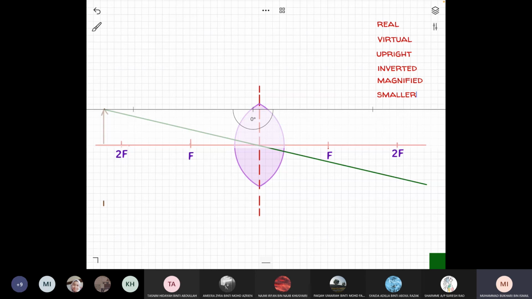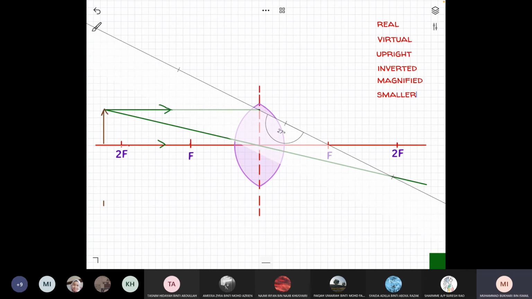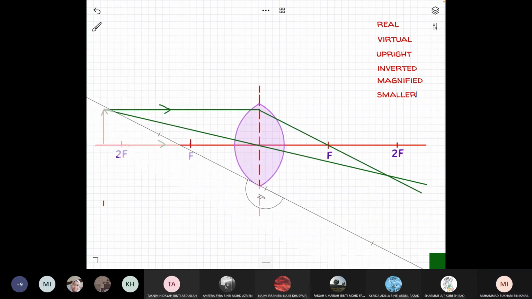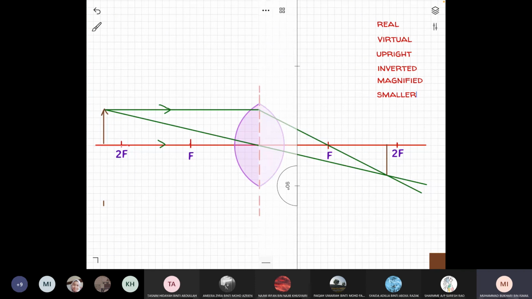Okay, the second rule, from the top of the object, parallel to the principal axis. Light is parallel to the principal axis. You can see the light is parallel, and then it will be refracted towards F, toward the focal point. Remember? Okay, I hope you remember. This is the second rule actually. Now you see that is the intersection. So from here you can draw a line at the intersection. Okay, that is the image.